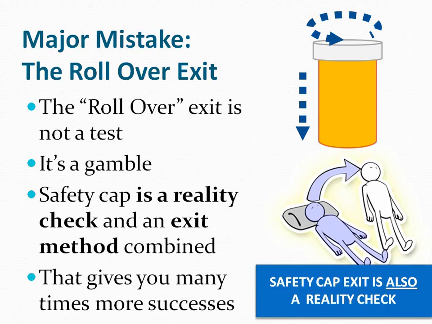On the other hand, because the safety cap exit is also a type of reality check, you can first test to see if you're actually non-physical. If either the press or the twist stages don't work, then you know to relax a little deeper and your trance is still intact. Your success rate will be many times higher when you use safety cap than if you simply try rolling over.